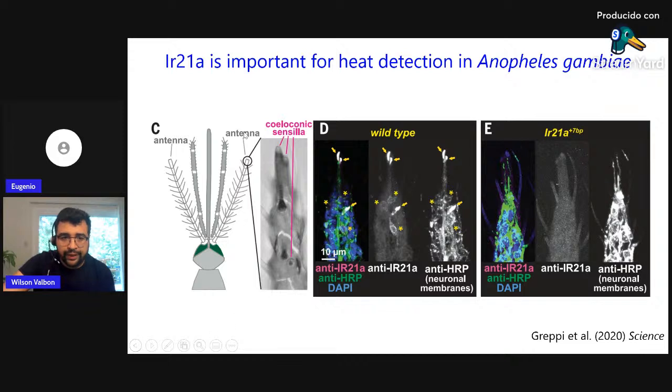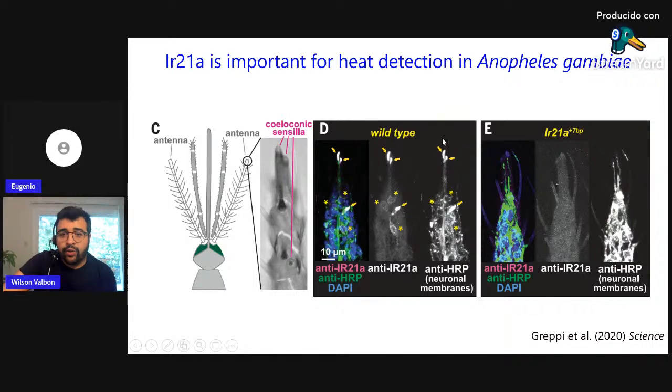Here is a cartoon showing the antenna, the tip of the antenna. At the very end tip of the antenna, it's a different type of sensillum. We have these coeloconic sensilla, and inside those sensilla, we have receptors.